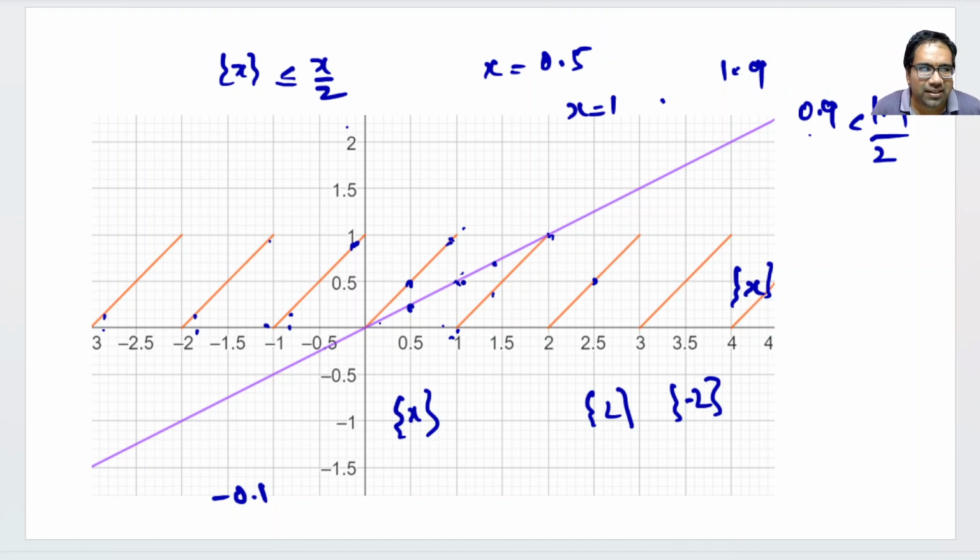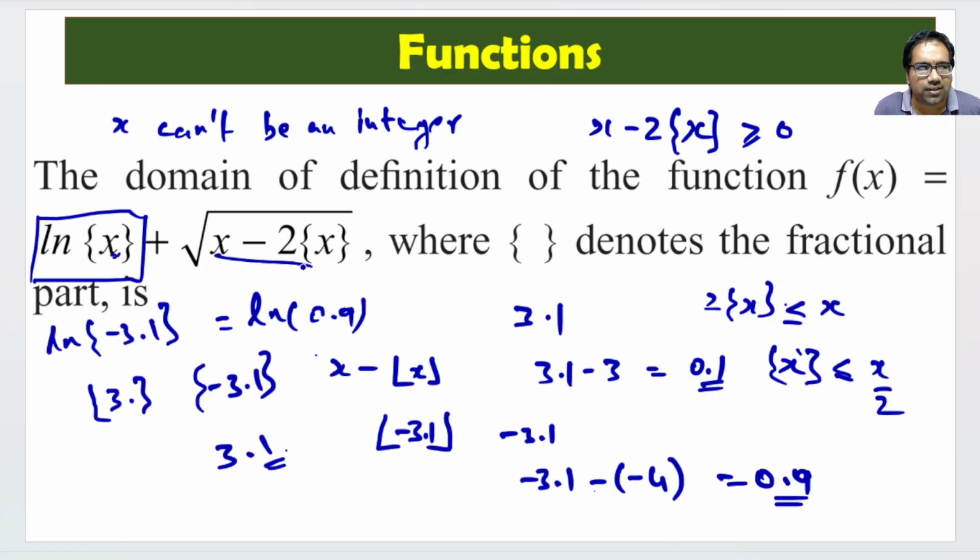So what does that mean? Please notice this graph: as long as x is greater than or equal to 1, the fractional part of x is less than or equal to x by 2. So what we have is x belongs to 1 to infinity. Even when x is 1, the fractional part of x is less than or equal to x by 2, right? So for this second condition, what we want is 1 to infinity.